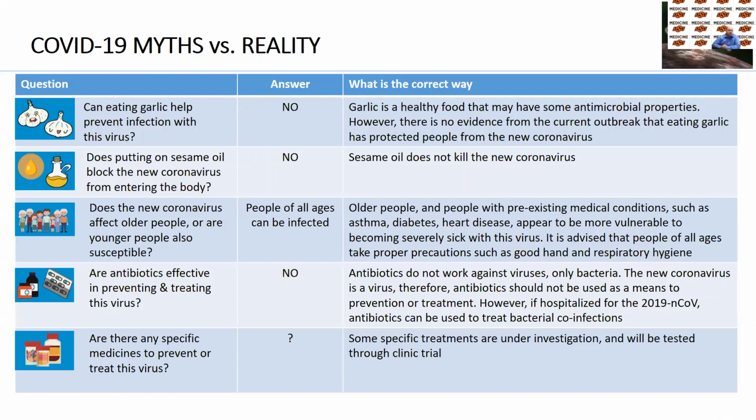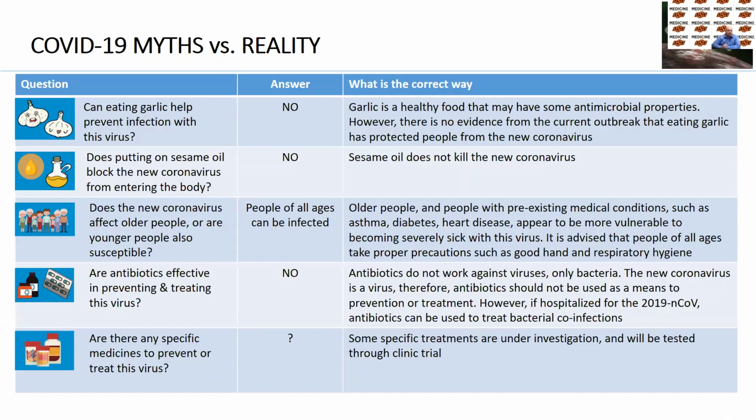Does the new coronavirus affect older people, or are younger people also susceptible? We do believe that anyone can be infected at any age. Those with pre-existing medical conditions, asthma, diabetes, heart disease, pulmonary disease, cancer, immunocompromised states would be at higher risk.